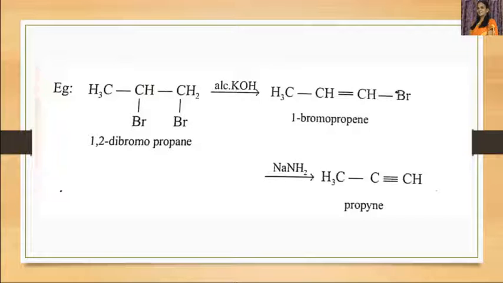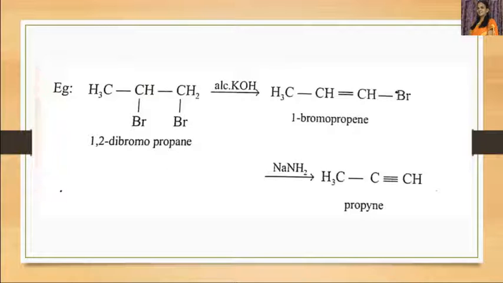In the next step, this 1-bromopropene loses H from this carbon and Br from this adjacent carbon. H and Br from adjacent carbon atoms are lost. Then in the presence of sodium amide in liquid ammonia, we will get an alkyne. That is, here we started with 1,2-dibromopropane. Therefore, the final product produced is propyne, a 3-carbon alkyne.